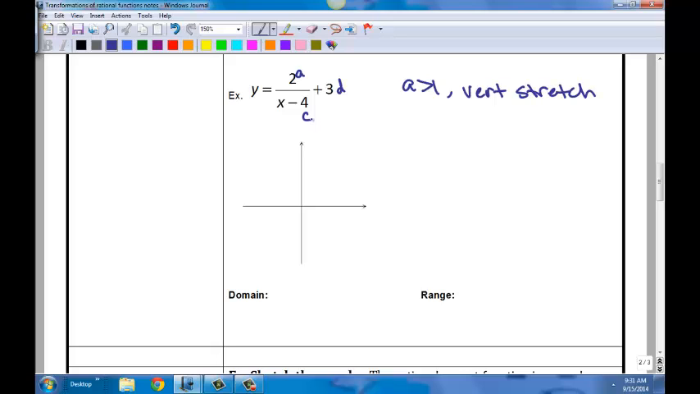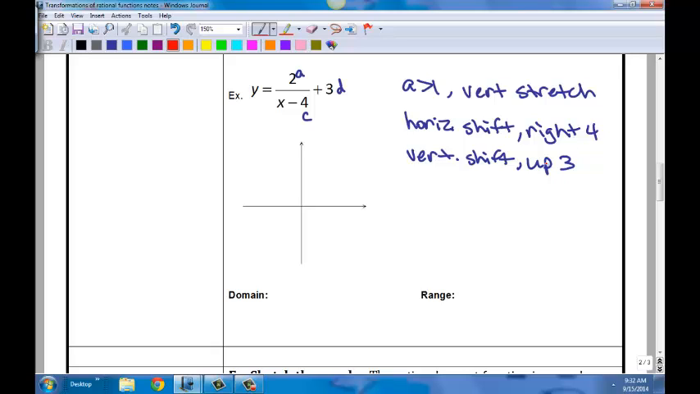C right over here, it's a negative 4, so that means that it's a horizontal shift to the right 4 units, and D is a positive 3, so that's a vertical shift, and it goes up 3 units because it's positive. Remember, the only one that is backwards and weird is C. It's the horizontal shift that's always goofy and backwards. Okay, so this is all important because now I can actually graph it on my little grid right here.